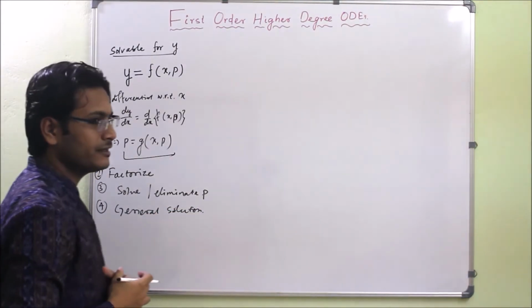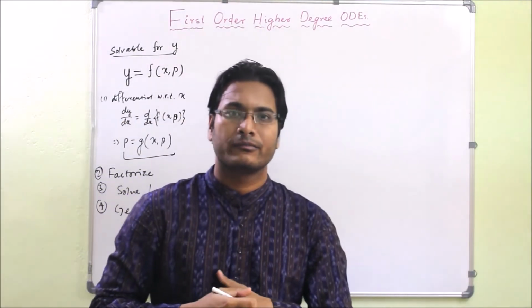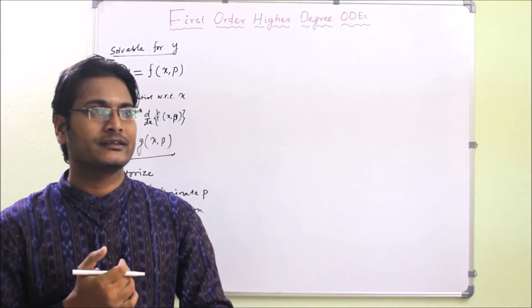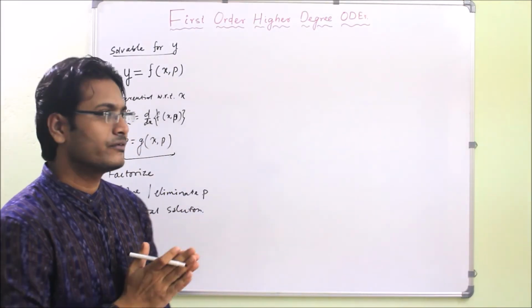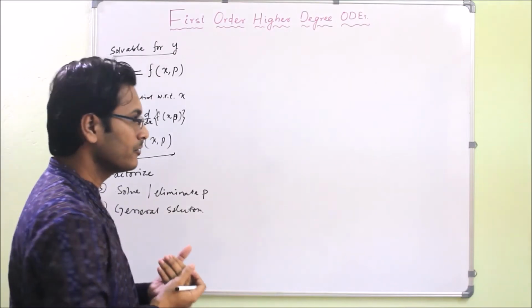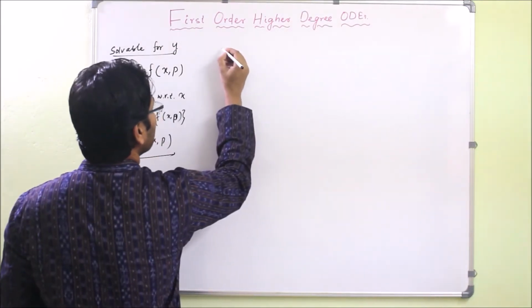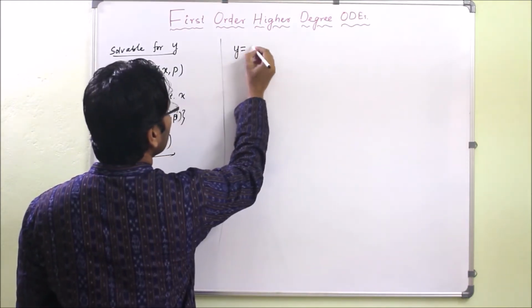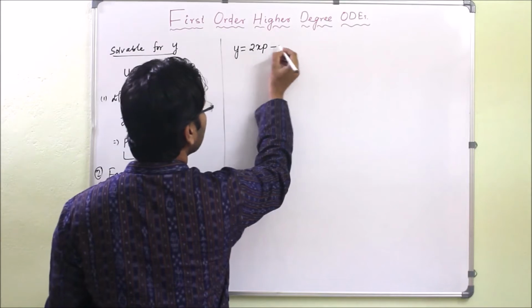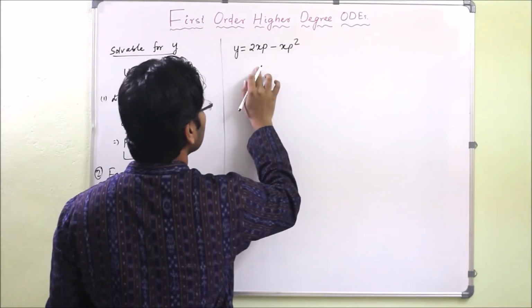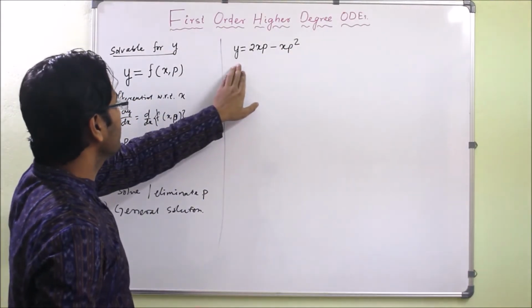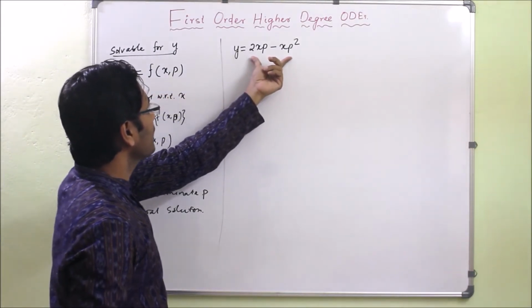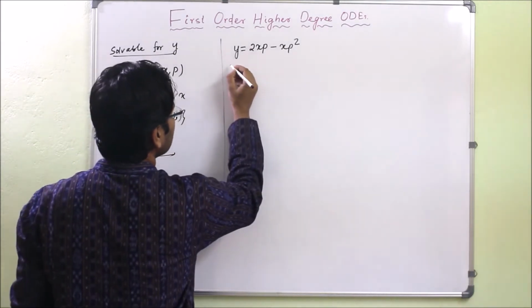Now we will see how to apply this method to find the general solution of a given differential equation through one example problem. Let us take the example problem as y equal to 2xp minus xp square. If you see, this is in the form y equal to f of x, p. Now we have to differentiate with respect to x.